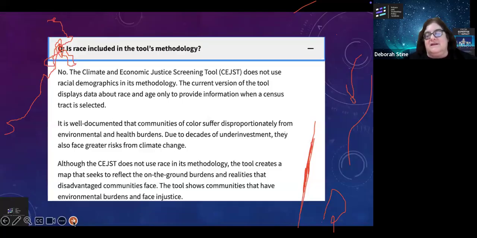Now, one interesting thing is that they did not include race when they developed this tool, because they made the assumption that it was already part of the data, kind of underlying that information. But I like to mention this because you would expect it to be there, and it's not there.